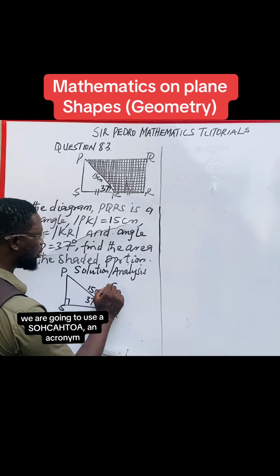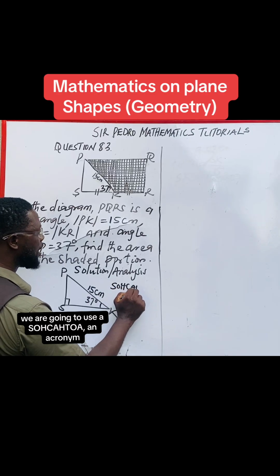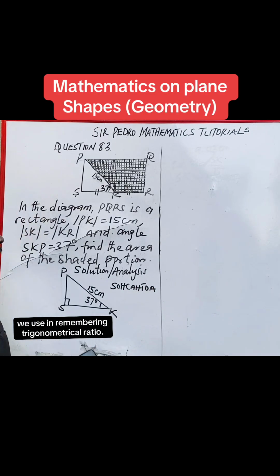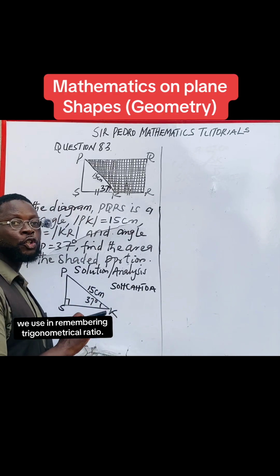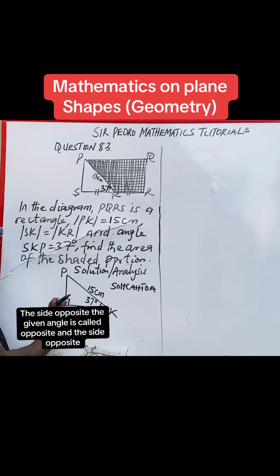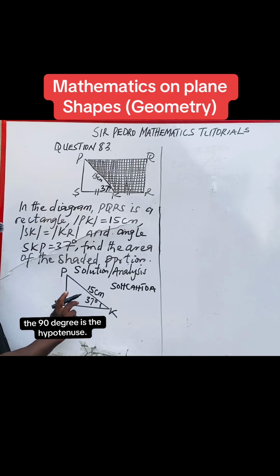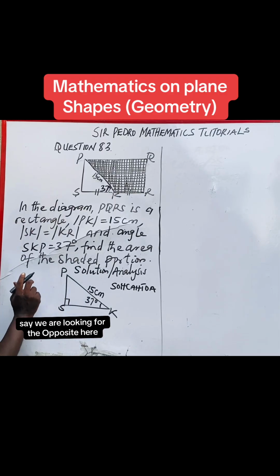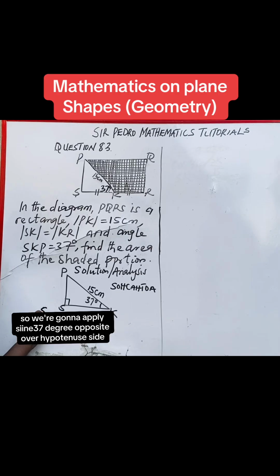We are going to use SOHCAHTOA, an acronym we use in remembering trigonometrical ratios. The first one here, we are looking for PX. This is opposite, this is hypotenuse and this is adjacent. The side opposite the given angle is called opposite, and the side opposite the 90 degrees is the hypotenuse. So this other side is the adjacent. We are looking for the opposite here, so we are going to apply sine 37 degrees.